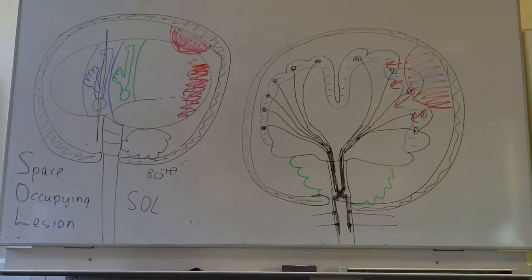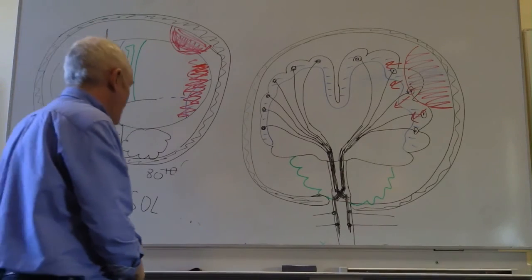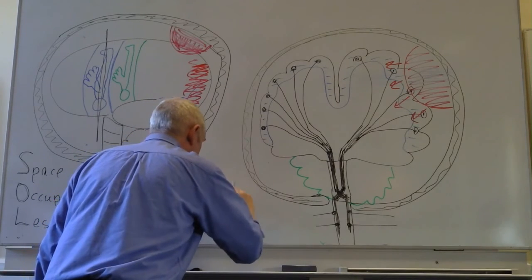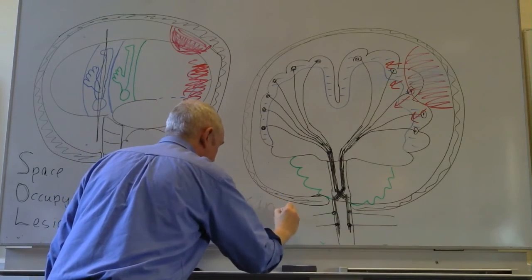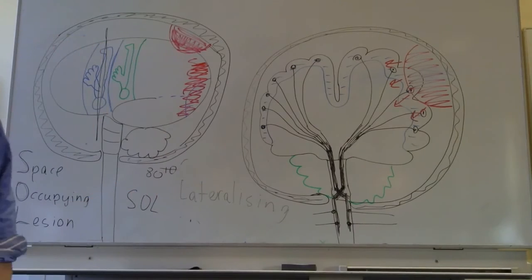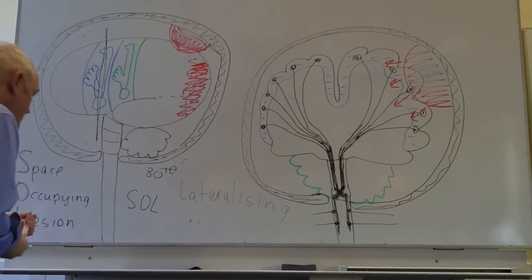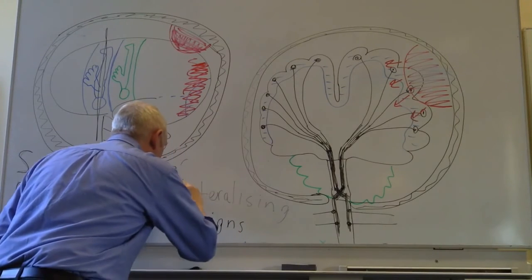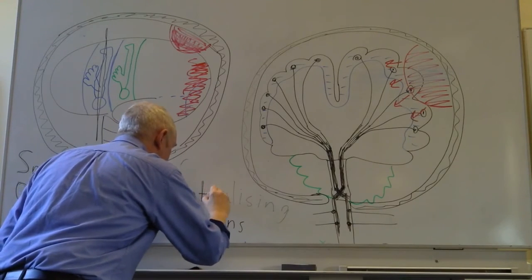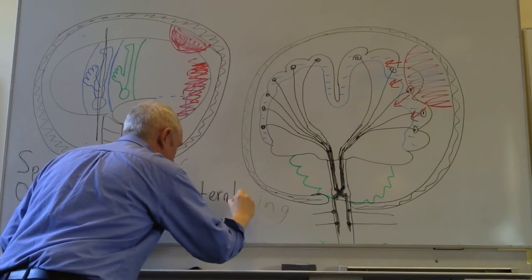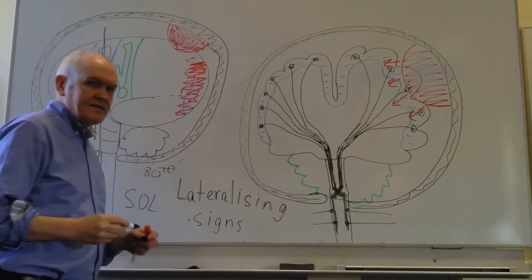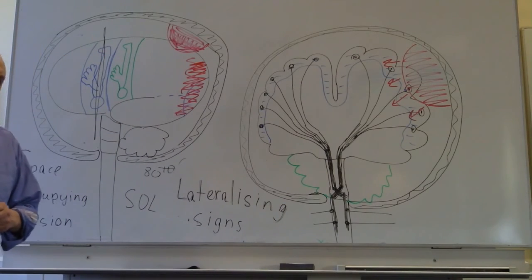And if the features are on one side or the other, we would call that lateralizing signs. Lateralizing signs means that they're on one side worse than the other.